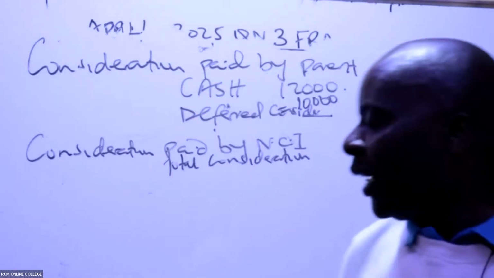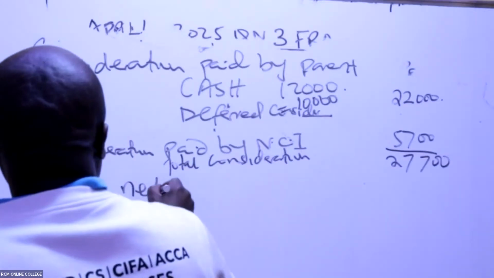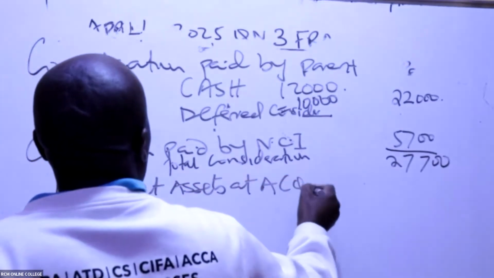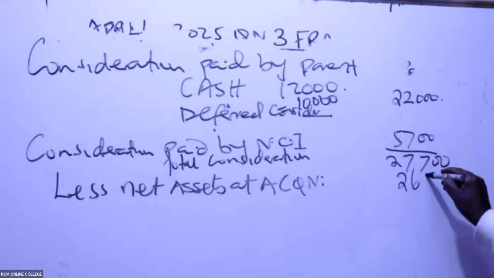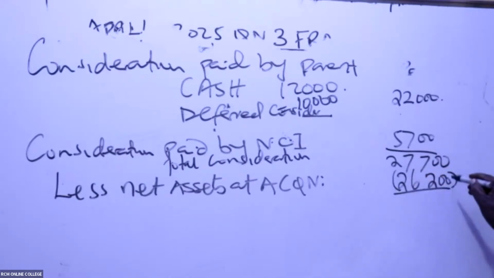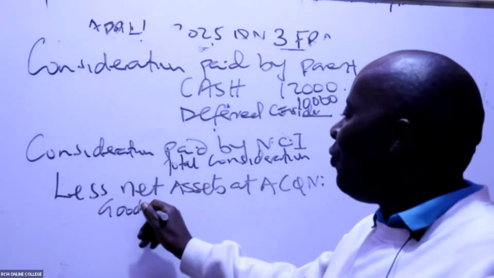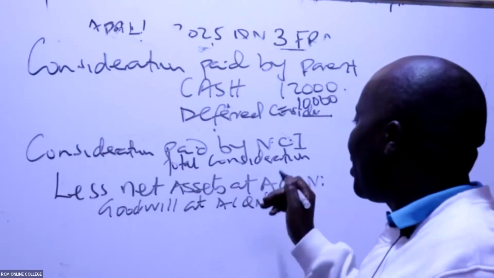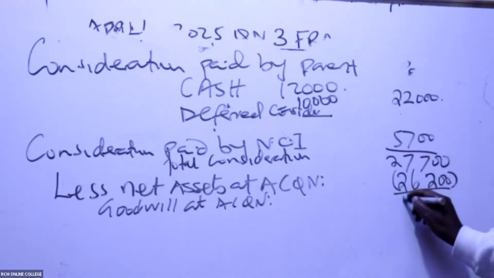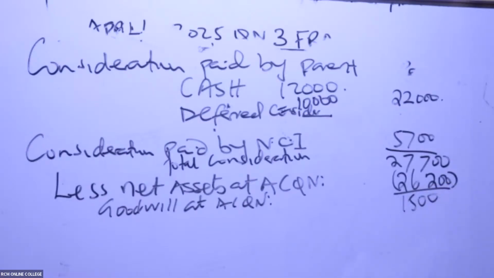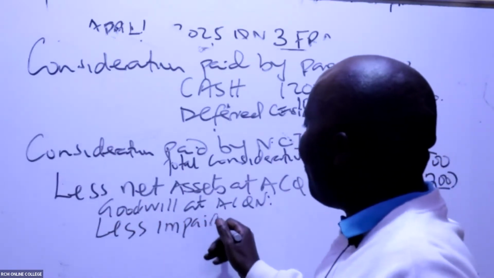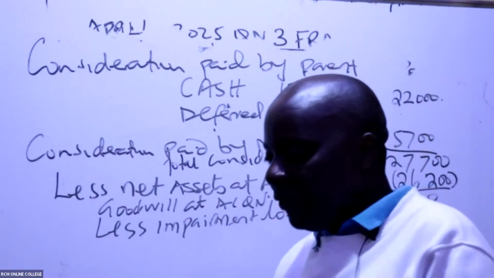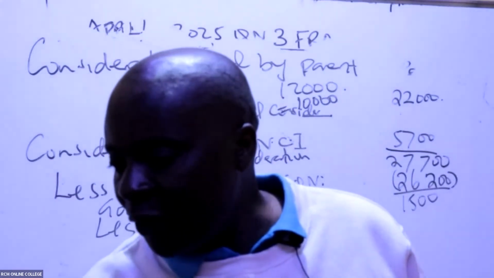We less net assets at acquisition. Are you able to see the net assets at acquisition, ladies and gentlemen? Remember that table we did? That table we did, it had net assets of 26,200. So subtract this, my good students, to give me goodwill at acquisition. How much do we have there? If you take this and this, the premium over and above that we paid is 1,500. Then you come and less impairment loss. They have given us a policy for impairment loss in goodwill.